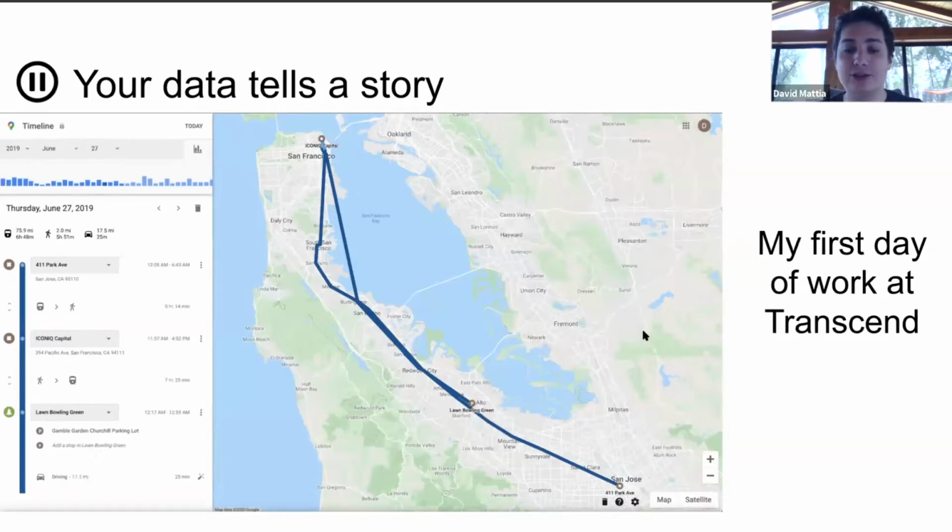The next day, I immediately started working at Transcend. You can see my much longer commute up to San Francisco. You can see that little light blue line at the top where I walked from the train station to work, and it knows that I took the Caltrain. And on the way back, again, went to Palo Alto.